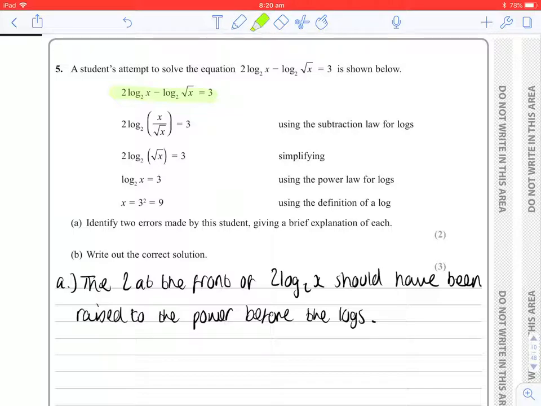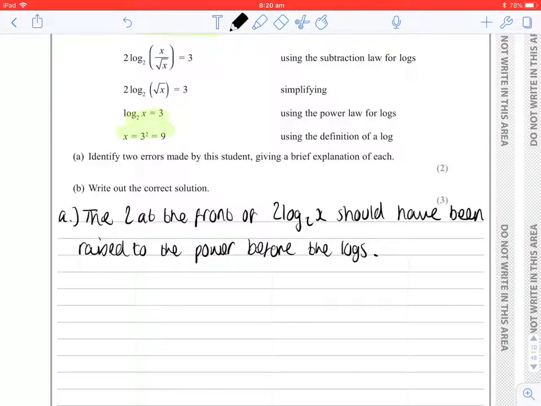And the second mistake that I can see quite straightforwardly is going along down here. And so that is to say that from this line, x is going to be 2 cubed, not 3 squared. And so those are my 2 errors that I've identified there. Part B, write out the correct solution.